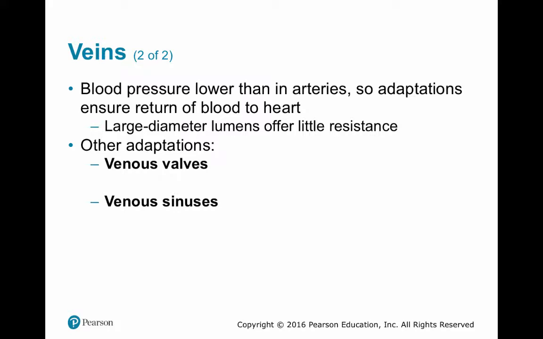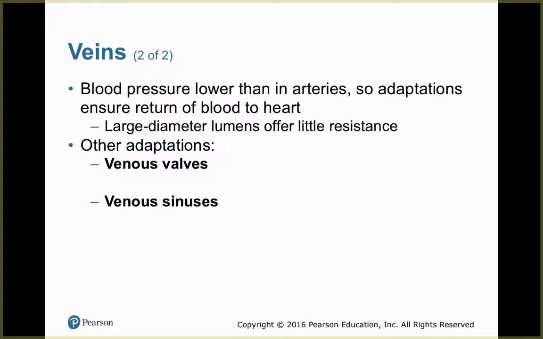So blood pressure is lower in veins. So adaptations ensure return of blood to the heart. Large diameter of the lumen offers very little resistance. So we have these other adaptations that have happened to make sure that we can get blood back to the heart to continually be pumping. We have venous valves and venous sinuses. Essentially the venous valves are here to prevent backflow of blood.